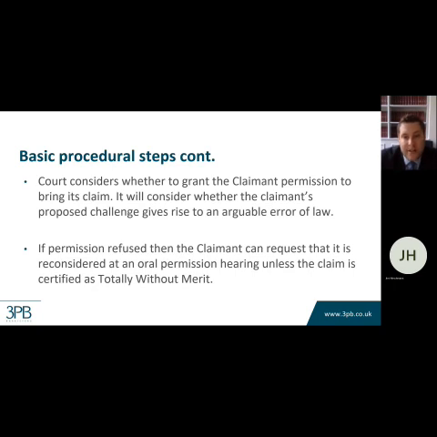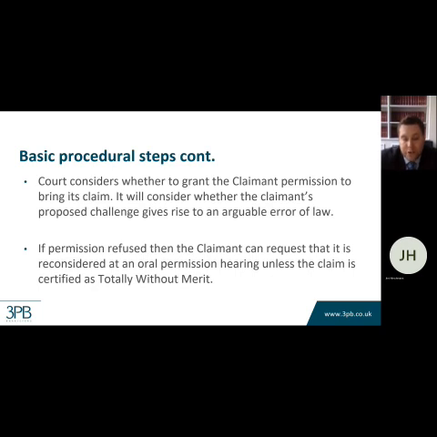Once the claimant's claim and the defendant's summary grounds are received, the court then considers the matter on the papers and determines whether to grant the claimant permission to bring its claim. The test that the court applies is whether there are arguable errors of law in the decision that the claimant seeks to challenge. There are 3 options available to the court on a permission decision. The first is to allow permission. The second 2 relate to refusal of permission. Permission can be refused on 2 bases. One, a straightforward refusal, and secondly, a refusal with a certification that the claim is totally without merit.